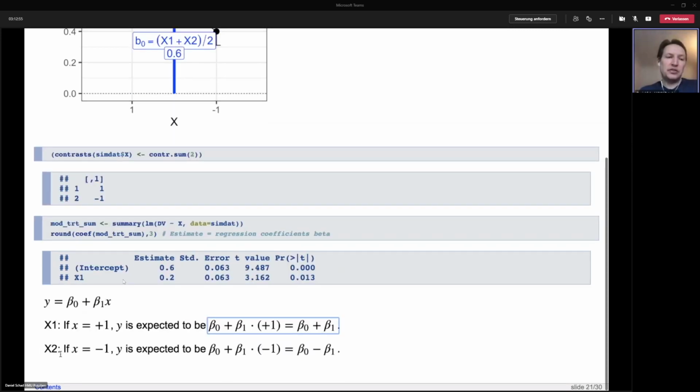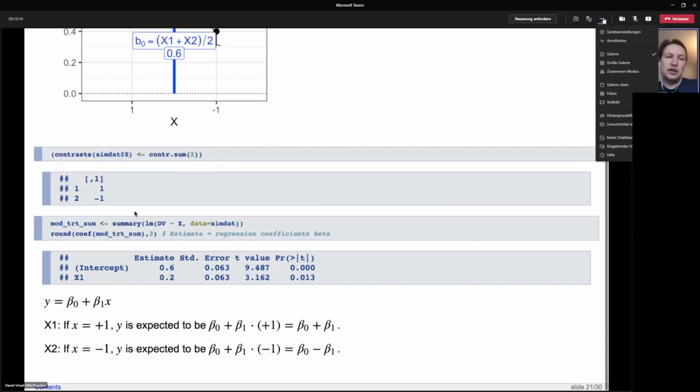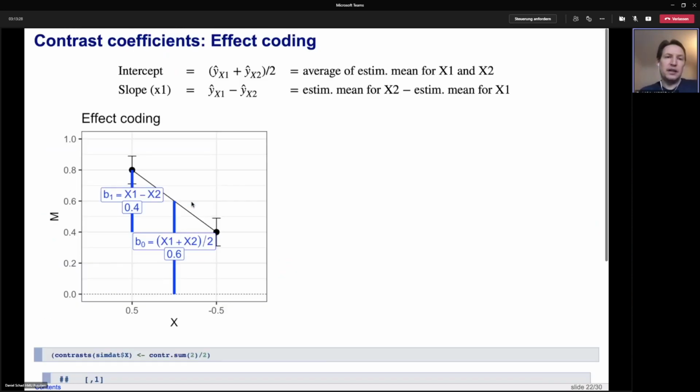And if we want to predict the data in x2, we have the x value of -1. So beta 0 plus beta 1 times -1 is beta 0 minus beta 1. So we can take beta 0, that's 0.6, minus 0.2, and we get the mean of condition x2. Okay, so the sum contrast has this property that there's a 1 and a -1 in this very simple case. And we will see how this looks in a setting with more factor levels later on.